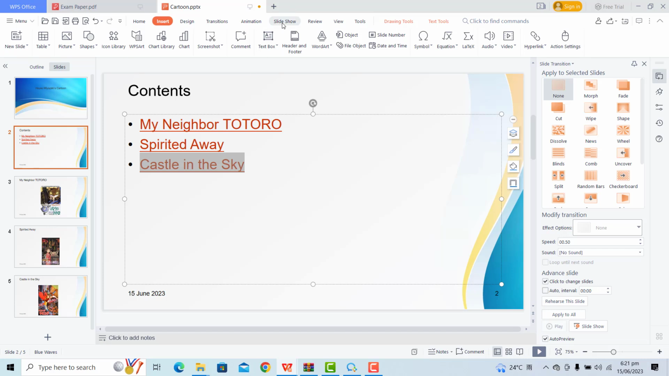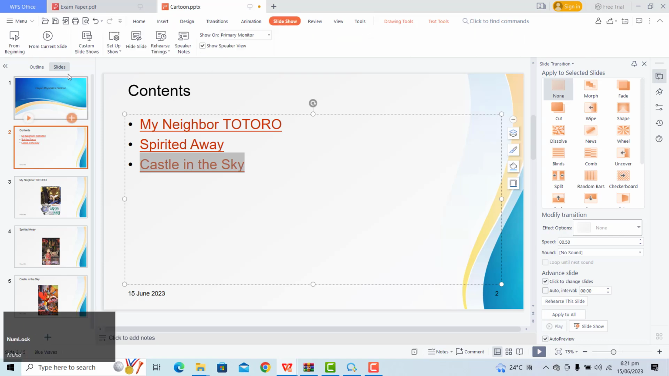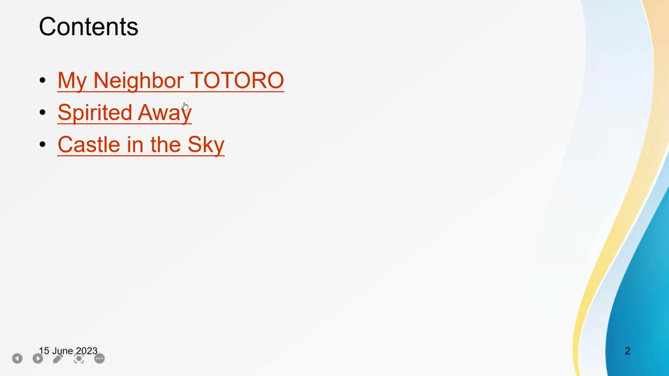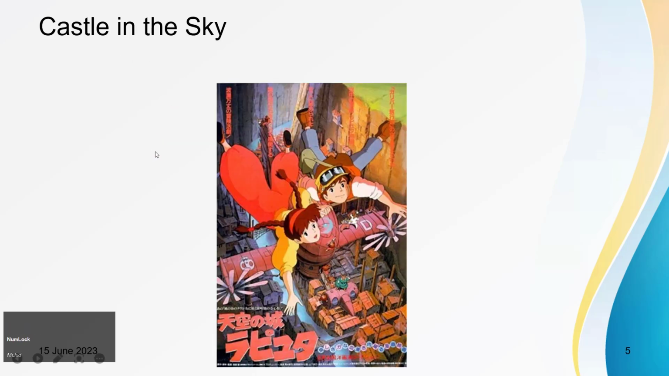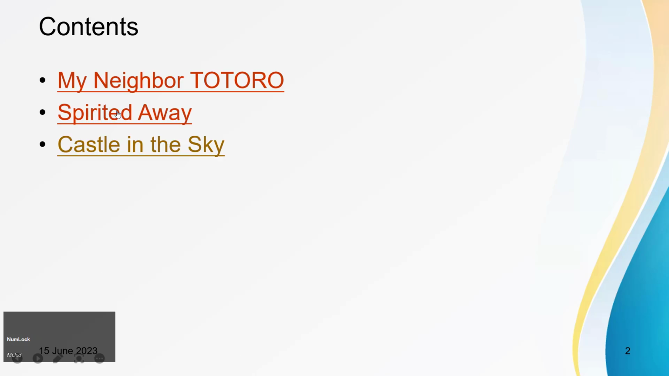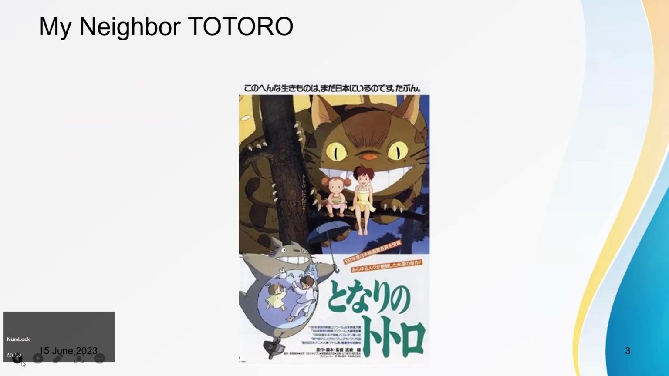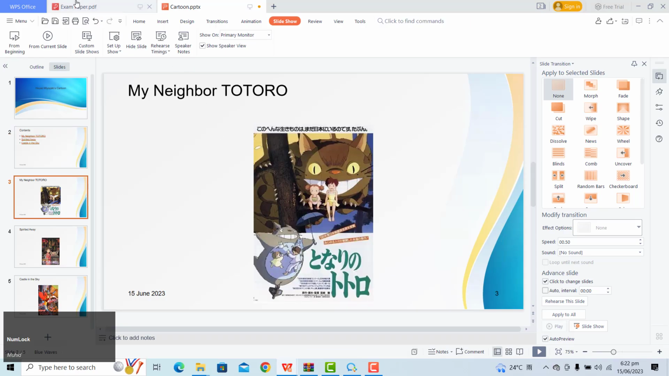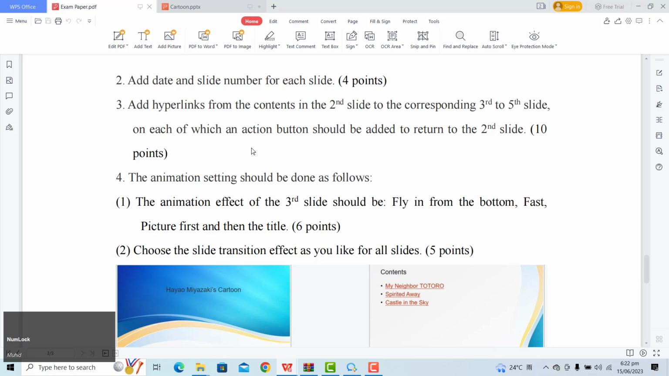For that, we can come into slideshow, and from current slide, these are our hyperlinks. If I click on any hyperlink like Castle in the Sky, it will connect me to Castle in the Sky. And if I now go back, Spirited Away to Spirited Away, yes, our hyperlinks are working. So this first part of this step is completed.